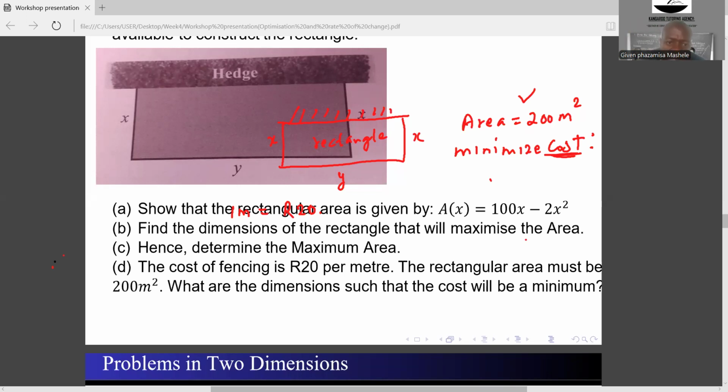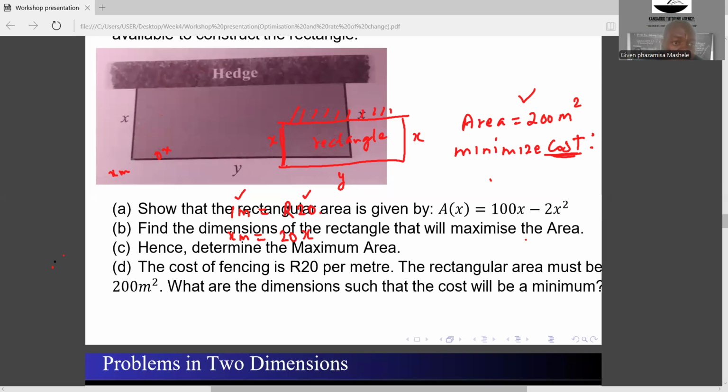So we're going to say, if 1 meter costs us 20 rand, how about the x meters from here to here? Obviously, the x meters will cost us 20x because we do not know the dimension. I hope you understand. Remember, if 1 meter costs us 20 rand, how about 2 meters? It will cost us 40 rand, right? So how about x meters? It will cost us 20x because the 40 rand was 20 times 2. I hope you are following.